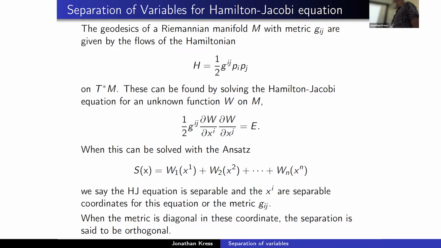Okay, so when the metric is diagonal in these coordinates, we say the separation is orthogonal, orthogonal coordinates. But S also depends on P's. No, the P's are like dn or ds, dw. There's no S. dw by dx1 is p1. Well, that's the definition.